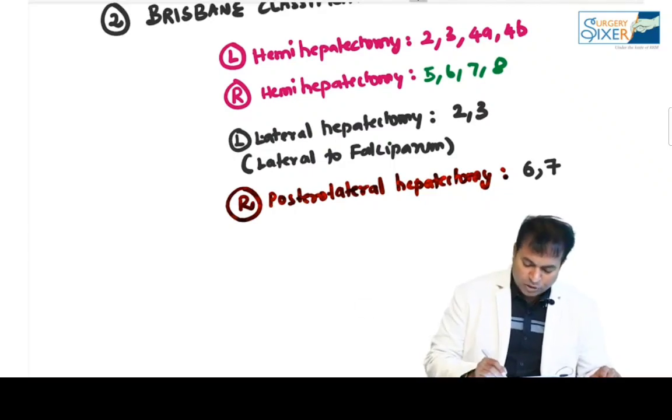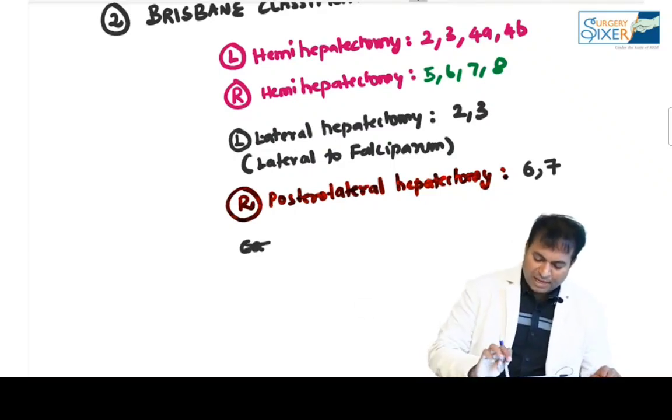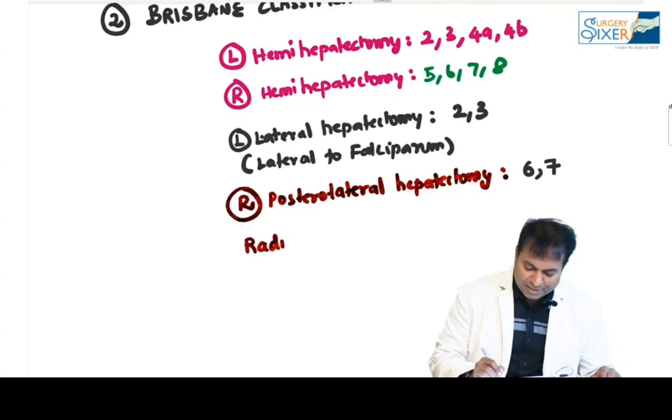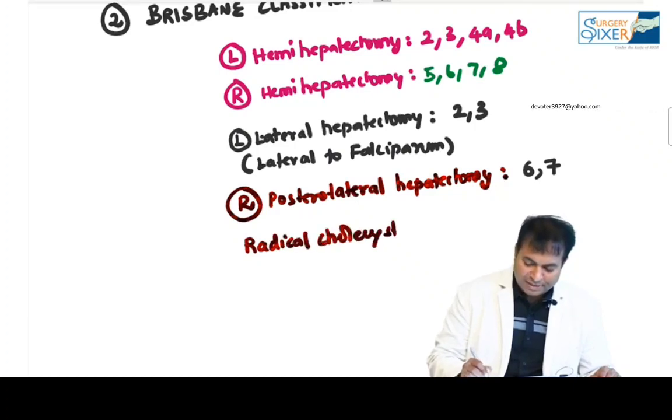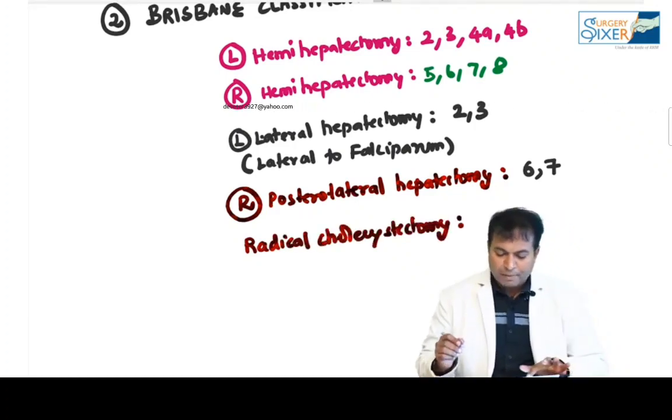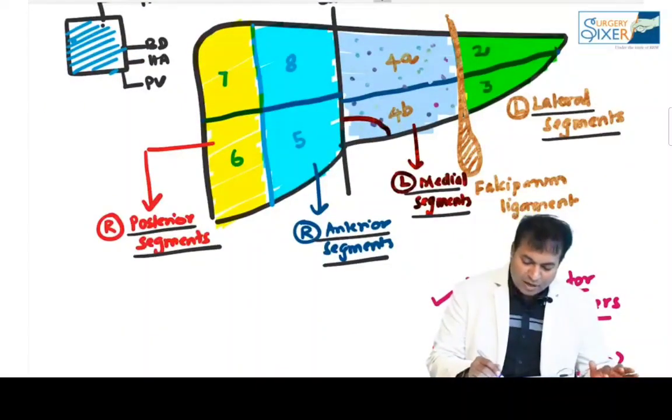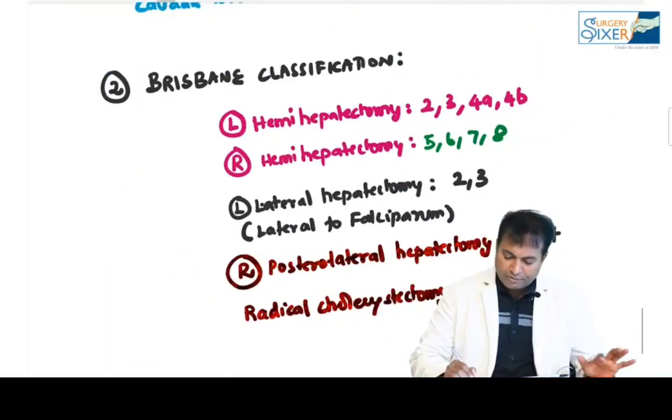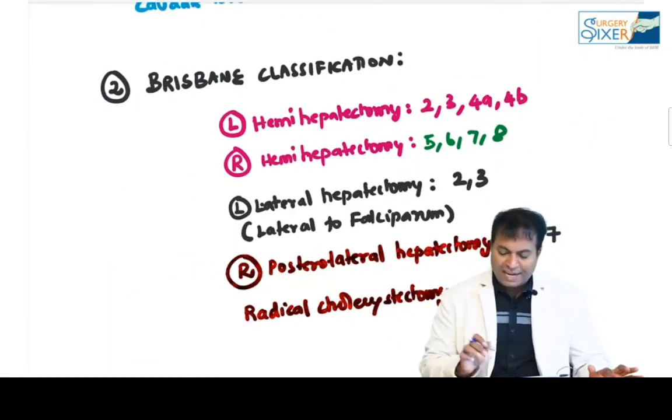Okay. And there is one procedure we discussed in gallbladder surgery. What is the name of the surgery known as radical cholecystectomy? So radical cholecystectomy, what are the segments removed? Please come back to the picture and focus here again. So gallbladder is lying on this place. So the segments we remove in radical cholecystectomy are 5 and 4B. Please don't forget 4B and 5. 4B plus 5 will be removed in radical cholecystectomy.